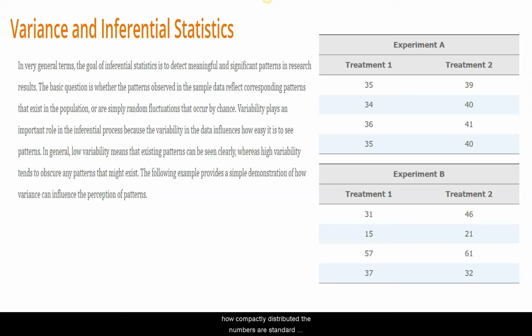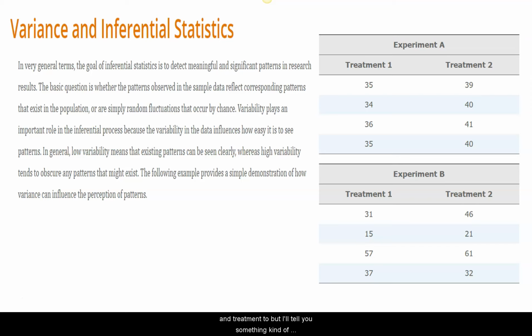One thing I'll have you notice is how compactly distributed the numbers are. The standard deviation must be very, very small in experiment A in both conditions. Now, having said that, would you prefer to present that data or the data in experiment B? Look how spread out the numbers are in treatment 1 and treatment 2.